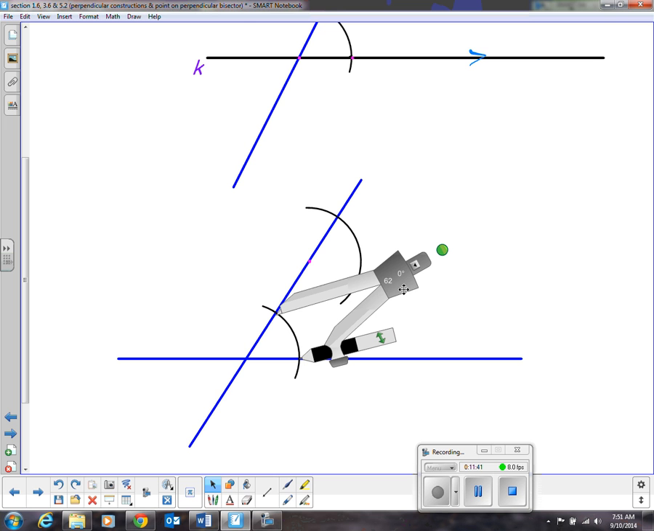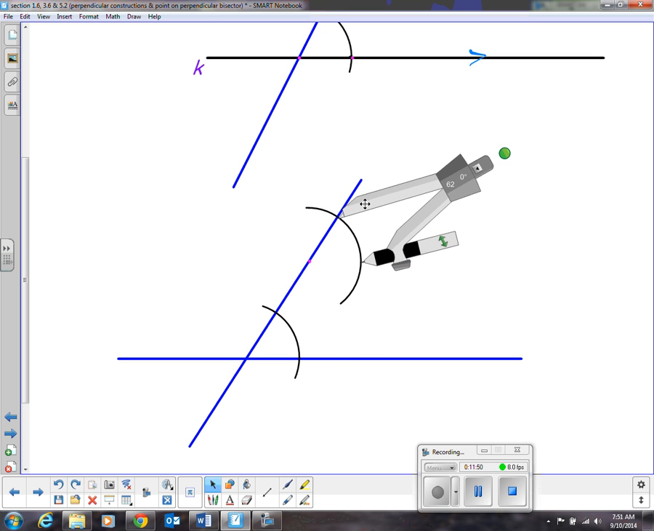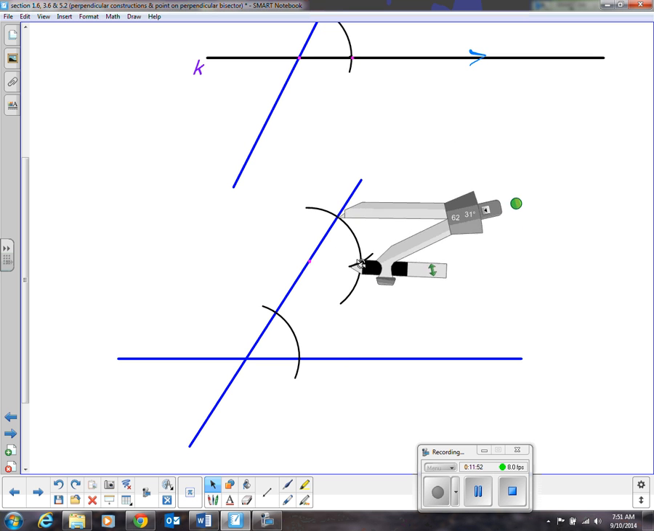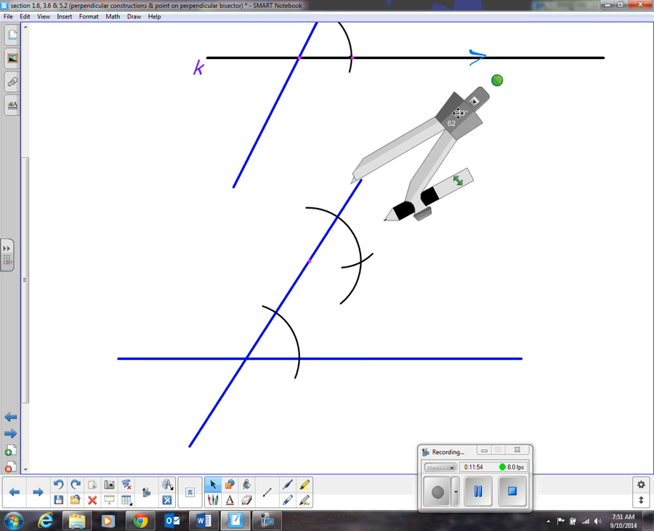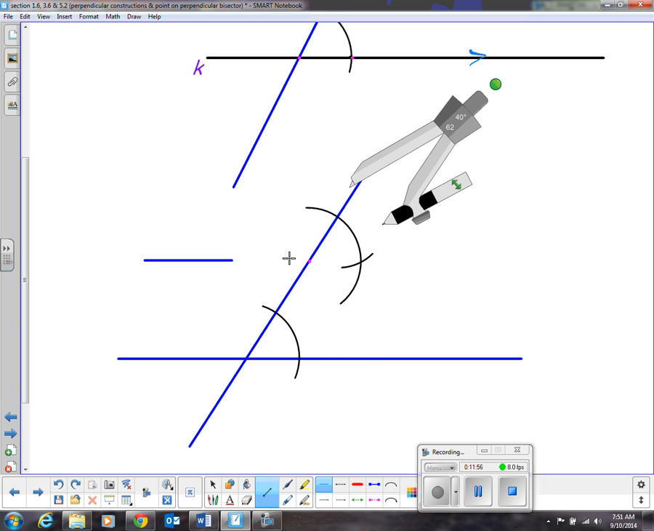So when you get your pencil point on one point of intersection and your compass point on the other, we're going to slide back up to this point and intersect that, and connect our point and our point of intersection. And that's a parallel. And remember, we're going to mark our picture with the appropriate marks.